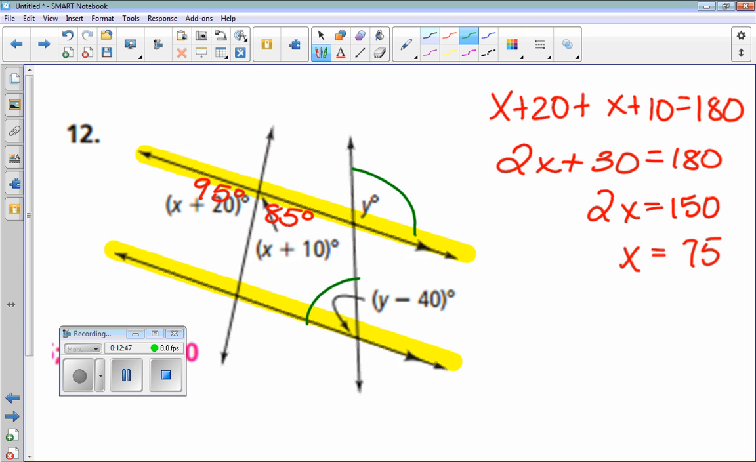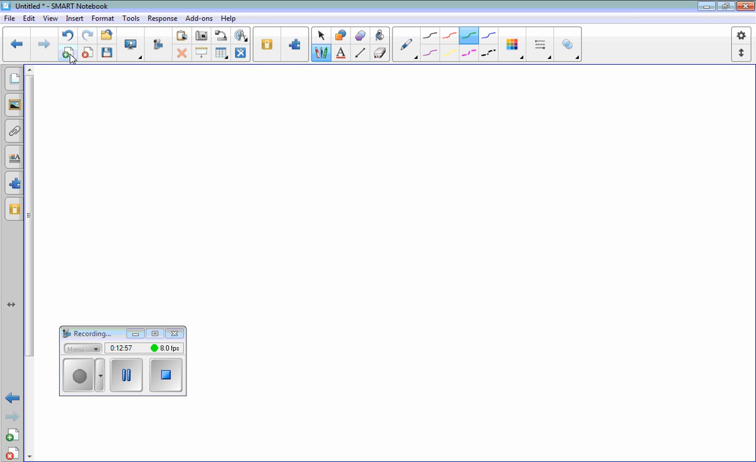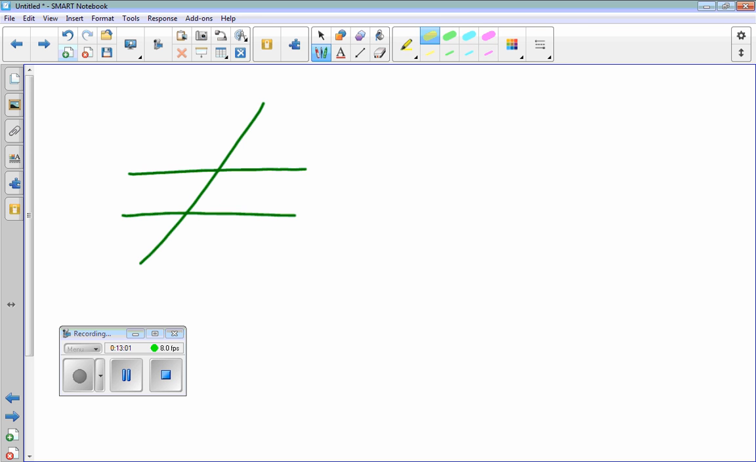They're not like alternate interiors, alternate exteriors, anything like that, are they? But they do have a relationship. Let me just show you real quick. Remember how last time, I forget who it was in here, they had a great thing where they said that all these angles are the same, and all these angles are the same. Remember that? Who is that? I forget.